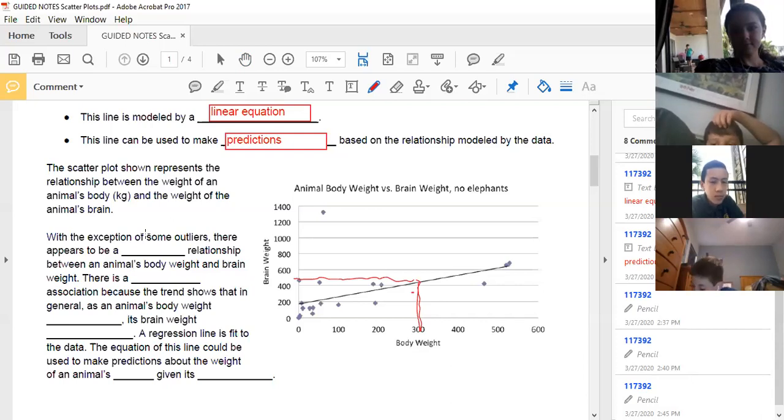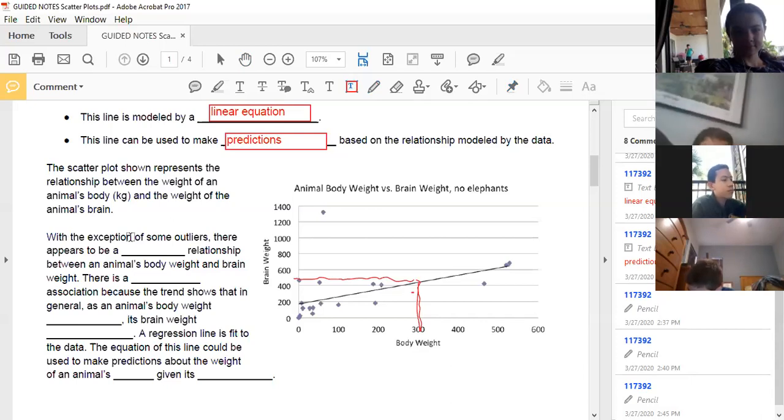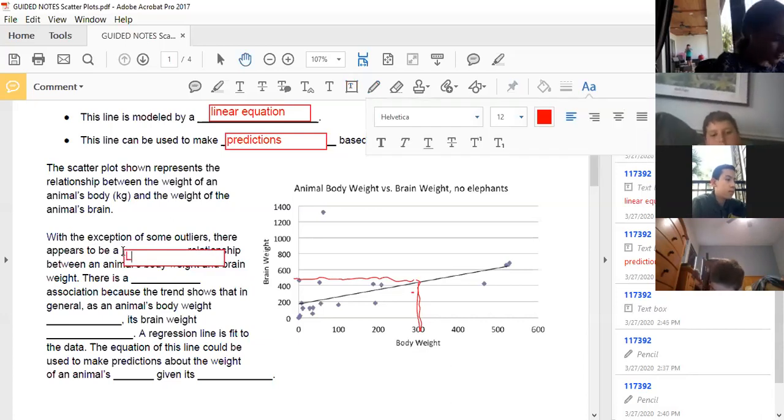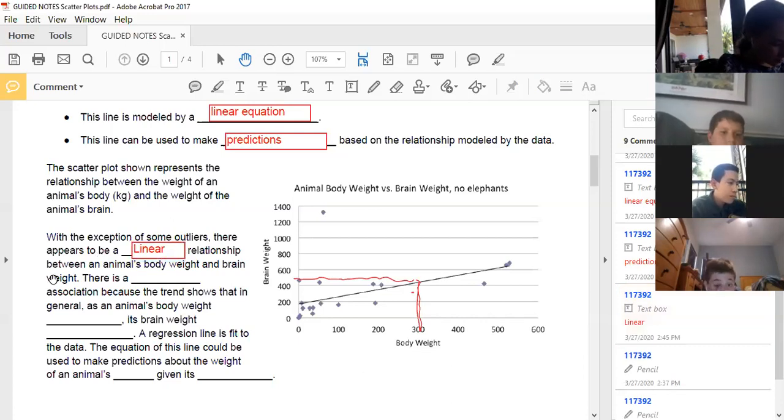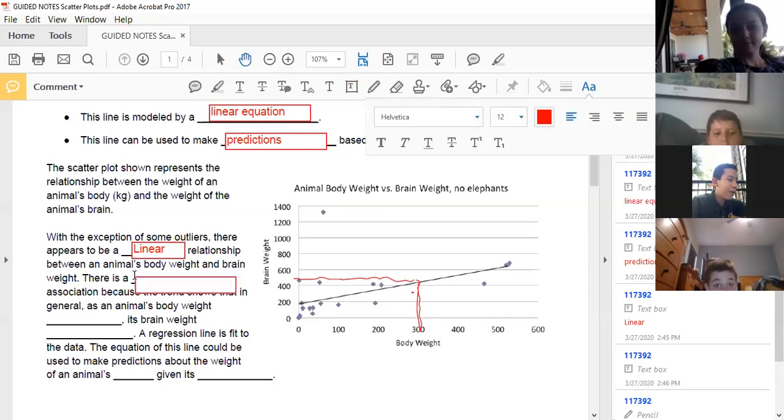So I'm looking over to the left here. Let's fill in some blanks. With the exception of some outliers, there appears to be a linear relationship here. Notice I'm editing this right in my PDF. If you're interested in figuring out how to do this, I have a video about it. We said there is a relationship or an association. Juan, does it look positive or negative? Positive, because it's going up. Okay, we're good there.